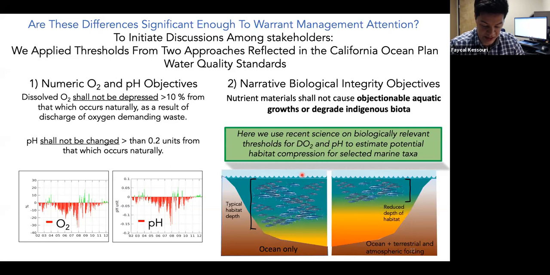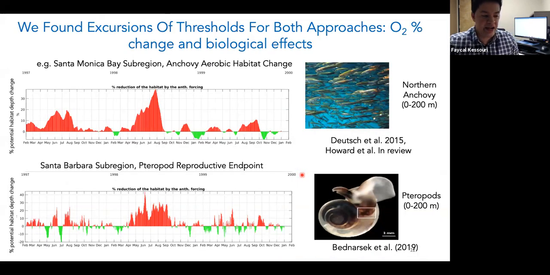In that one, we estimate the possible compression of habitats for certain species that could be affected by depression of oxygen at depth or by excess of acidification, also at depth. So here I'm going to show you two examples. As a quick summary, we can tell you that we found an excursion of the thresholds for both approaches.